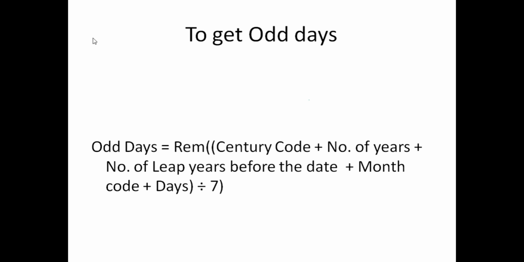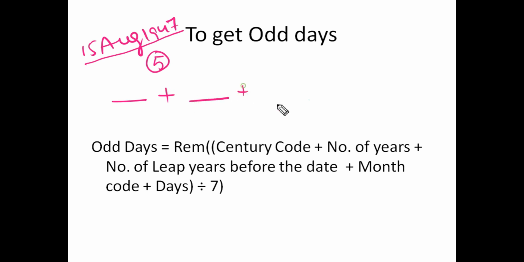Okay, how to get odd days? Let's see with an example. Suppose it is 15th August 1947. This date we have to split into 5 parts: 1, 2, 3, 4, and 5. So the first part will start from the century.